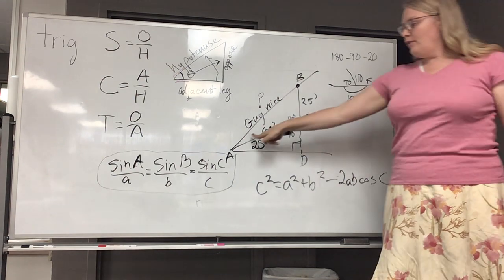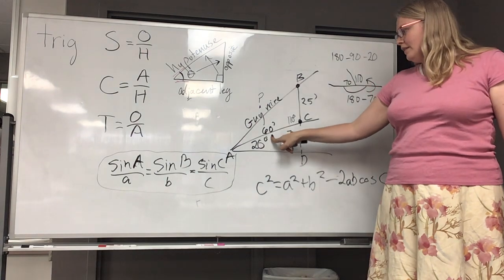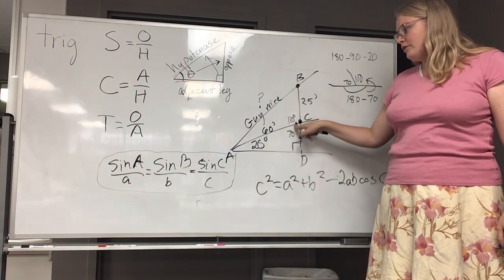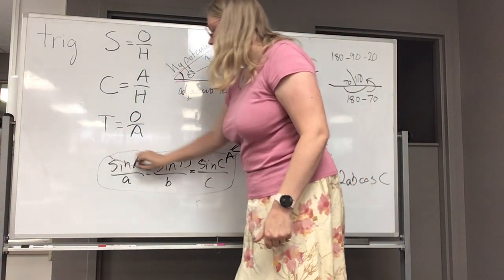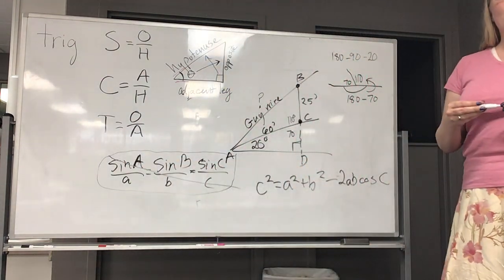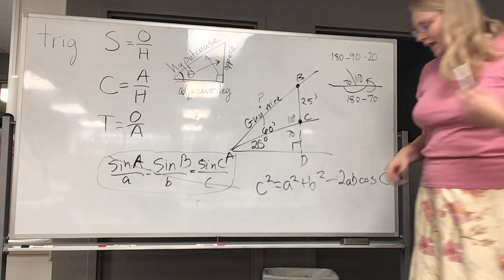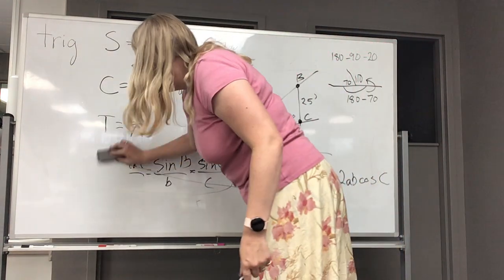We've got 25, but we don't know this angle. We've got 60, but we don't know this angle. We've got 110, but we don't know this side. And so this one's not going to work. They just gave it to you for more extra information. We can't use that one.